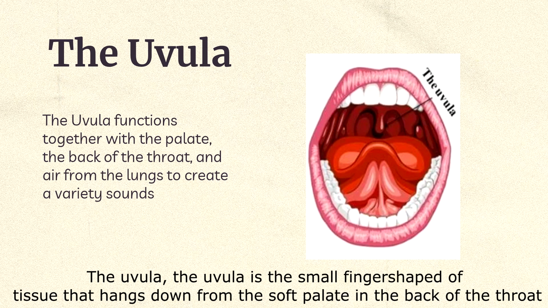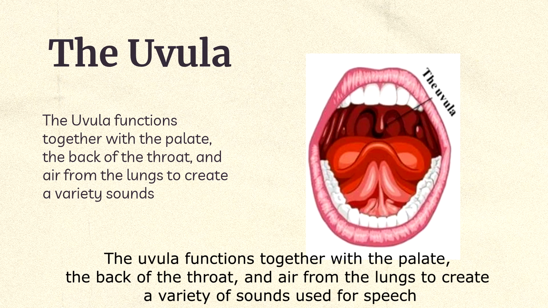The uvula. The uvula is a small finger-shaped piece of tissue that hangs down from the soft palate at the back of the throat. The uvula functions together with the palate, the back of the throat, and air from the lungs to create a variety of sounds used for speech.